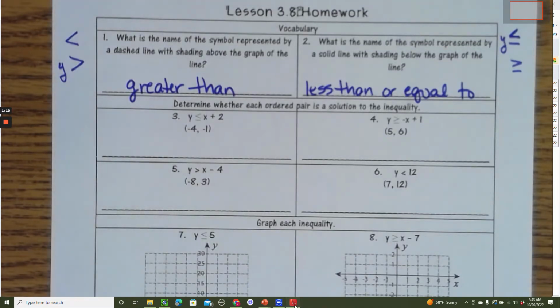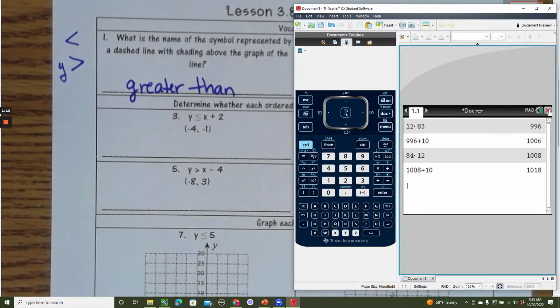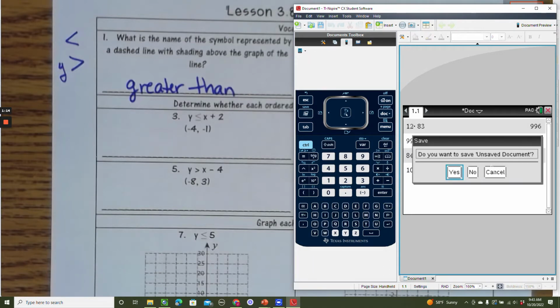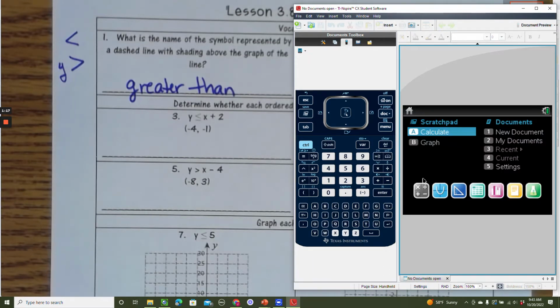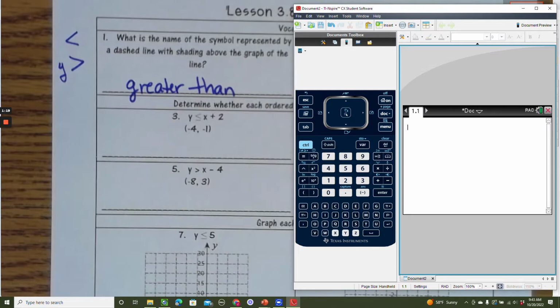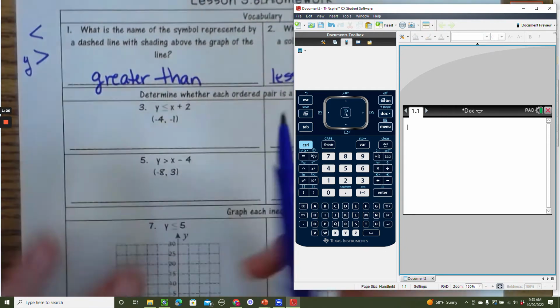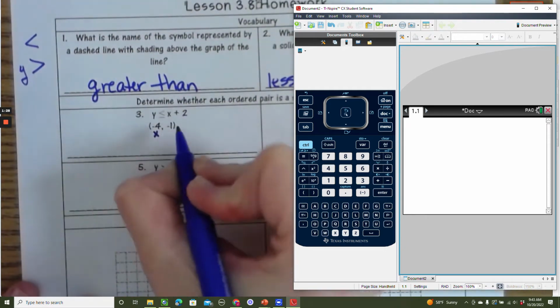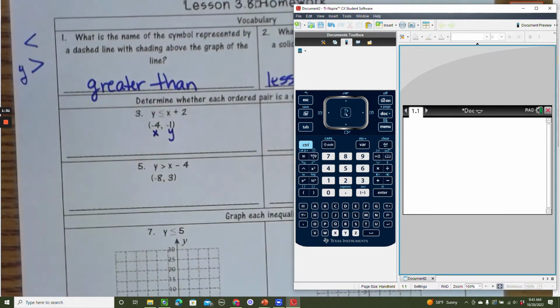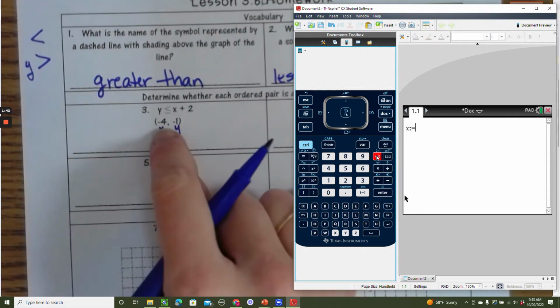All right, so new calculator trick today. Make sure you're starting fresh. Click the red X, get out, start fresh with a new calculator page. We're going to set values for X and Y here. Remember, the first number is always X, the second number is always Y. So we do X, and then control, and then the key next to the 9. And it's a -4.